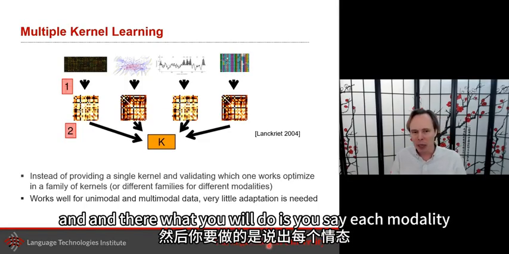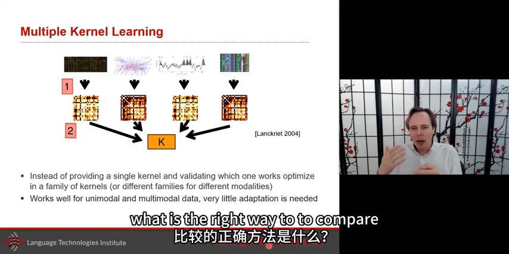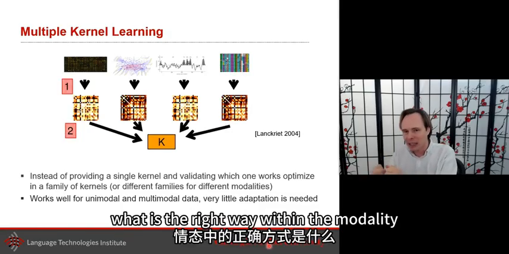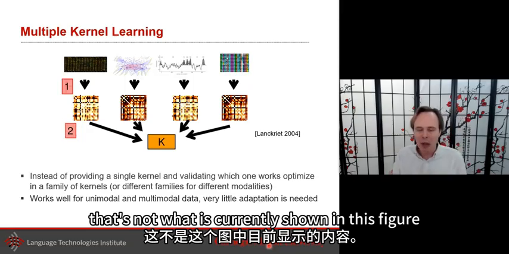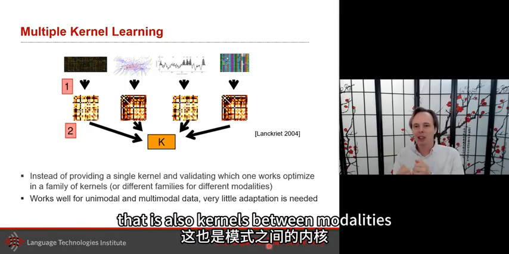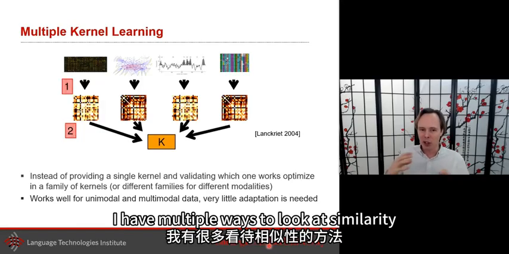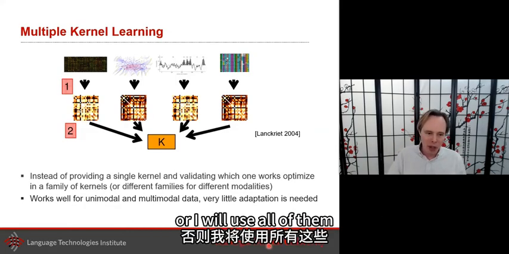And there, what you will do is you say for each modality, what is the right kernel? What is the right way to compare two modalities, or within one modality? And maybe you can extend this idea. That's not what is currently shown in this figure, but you can extend this idea to kernels between modalities. So multiple kernel learning will be like, I have multiple ways to look at similarity, and I will either pre-select or use all of them.